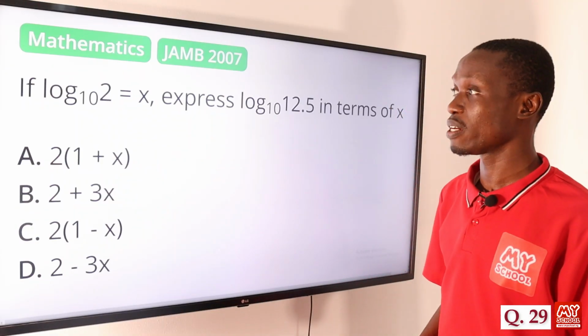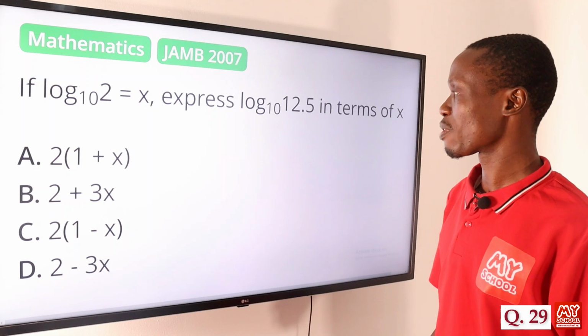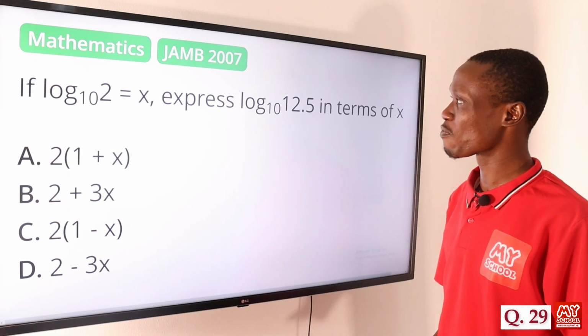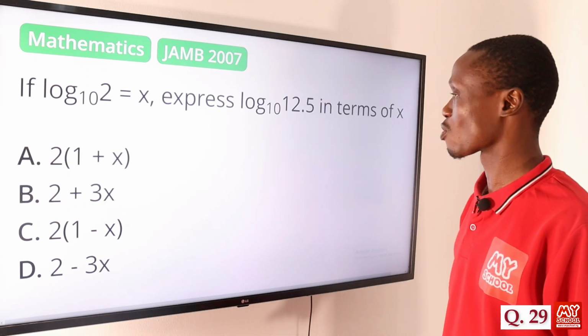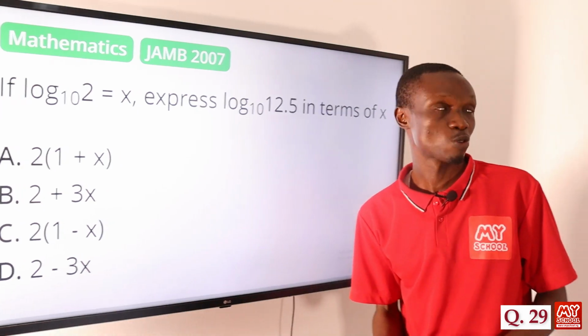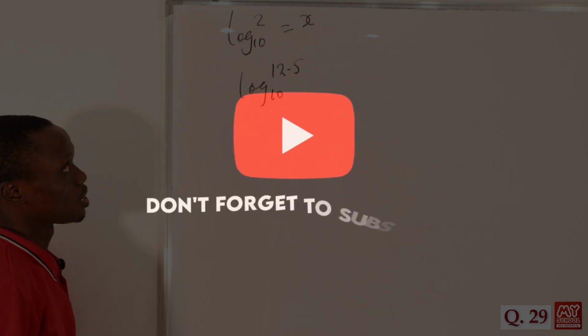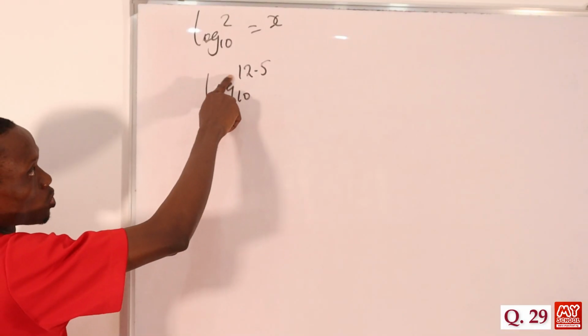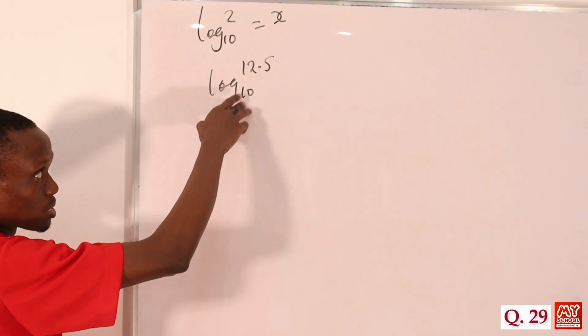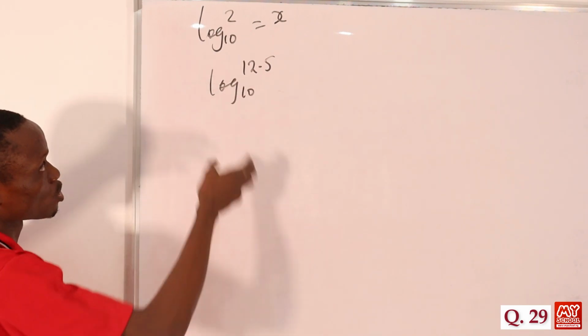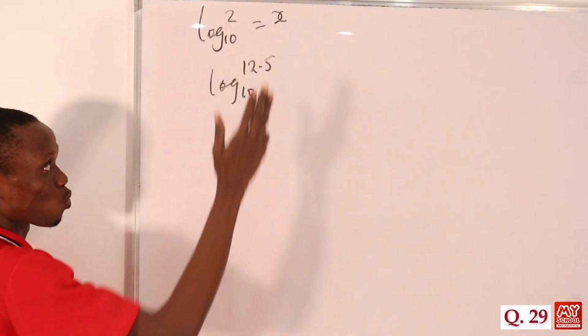Question 29. If log 2 base 10 is equal to x, express log 12.5 base 10 in terms of x. So let's move over to the board to provide the answer to this question. In this question, we are asked to simplify log 12.5 base 10 in terms of x, and we are told that log 2 base 10 is equal to x.